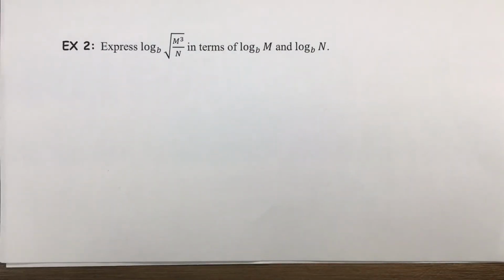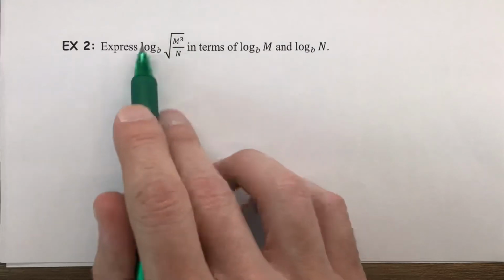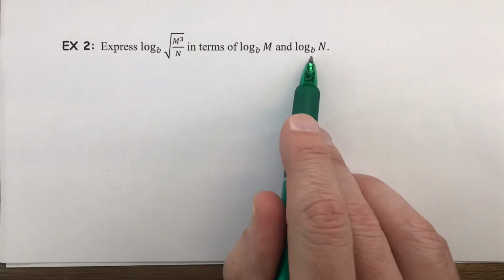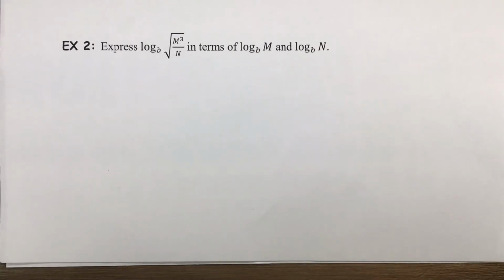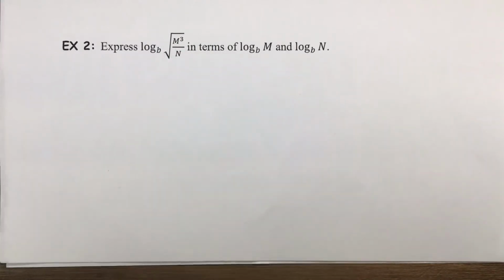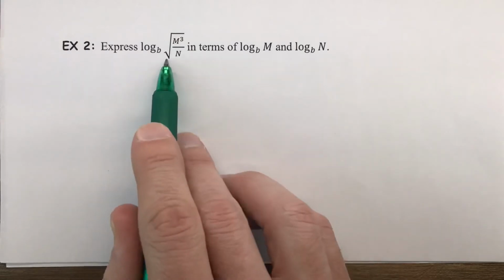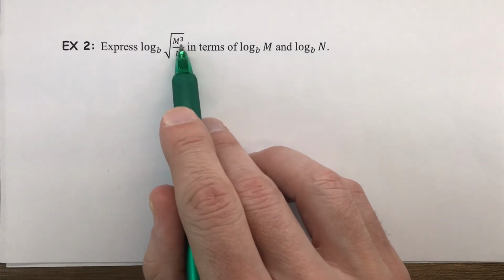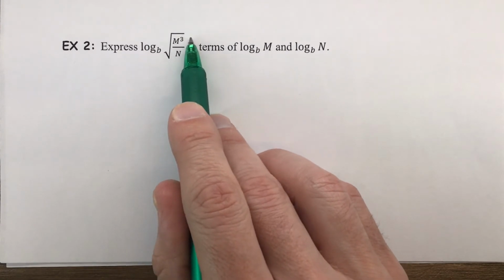All right, same thing for example 2. We're going to take this logarithm and separate it so that we have log base b of M and log base b of N, and we don't have anything else inside of the logarithms except for the M and the N. We do have the square root of M cubed over N. Being that that square root is around all of it, we're going to deal with that first. But remember that a square root is the same thing as a 1/2 exponent. So we could imagine this as M cubed over N, all raised to the 1/2 power.